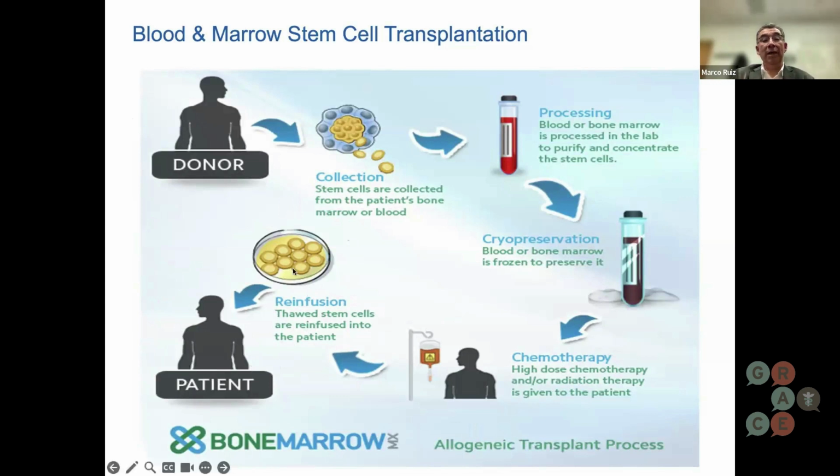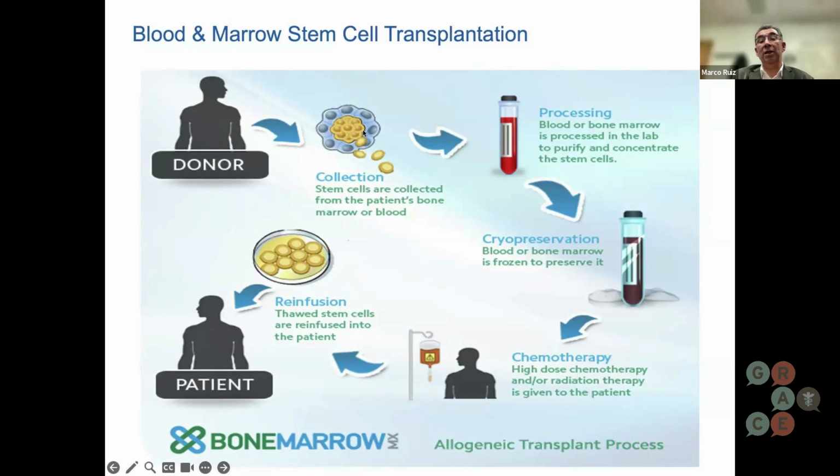Whenever we have this, you see a similar process, but the collection happens from a donor who is a match. The process of obtaining a match is very complex, with different steps. You look into the registries and so forth. Of course, we look for siblings first, followed by registries, followed by other family members. And then, as you can see, it is a similar process.